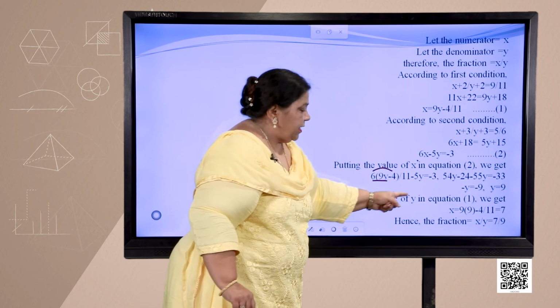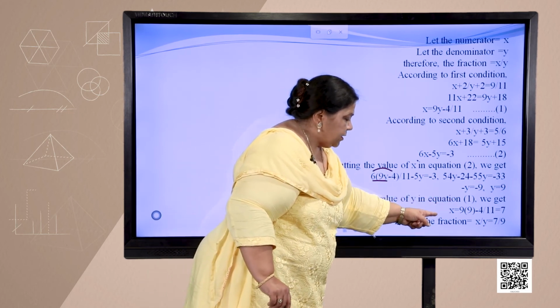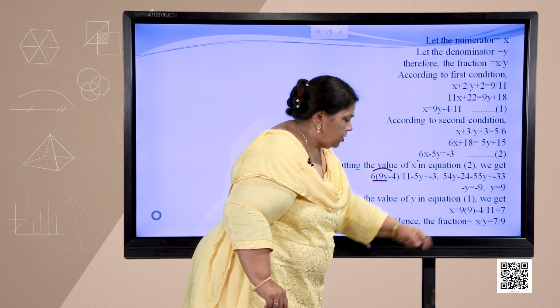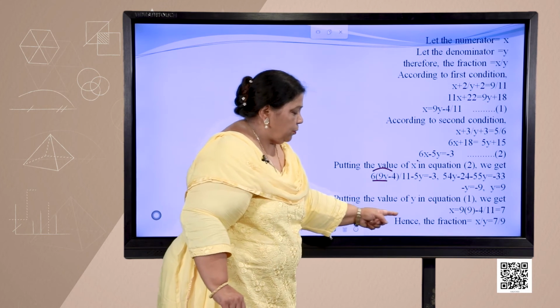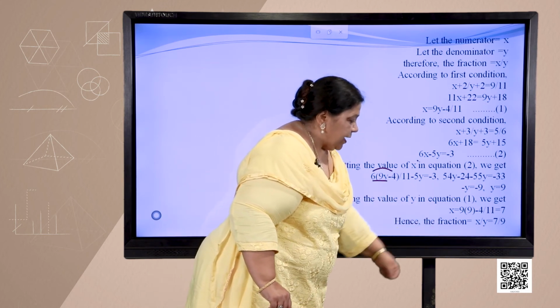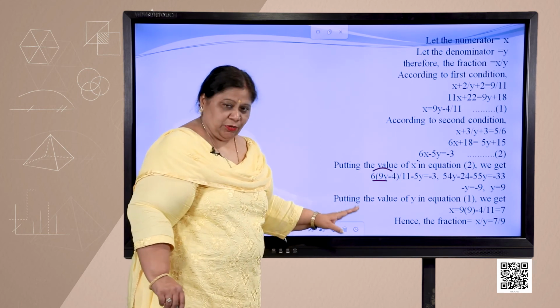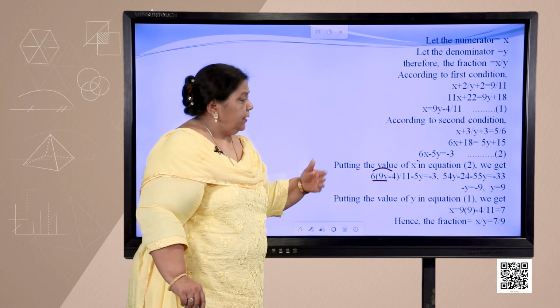Putting the value of y in equation 1, we get x is equal to (9 times 9 minus 4) upon 11, which is equal to 7. Hence, the fraction obtained is x upon y, that is 7 upon 9. So, I hope you have understood this. Let us go to the next question.